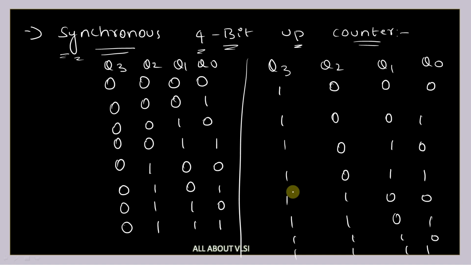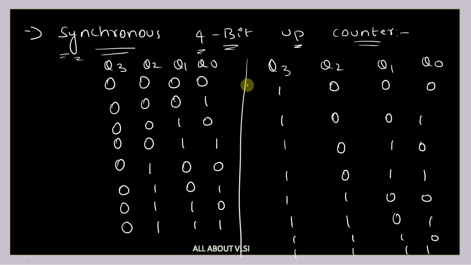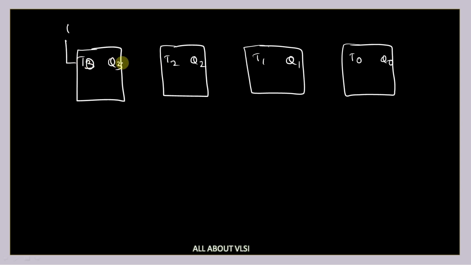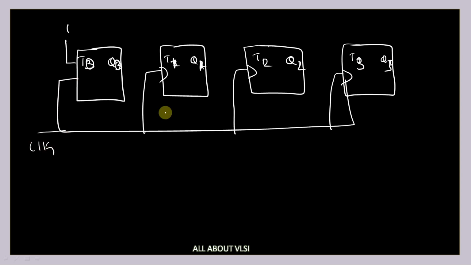Now, this is my 4-bit up counter and how to draw the design. So first of all, let us draw the 4 T flip-flops. This is one T flip-flop, second, third and fourth. This is my T3, T2, T1 and T0. Q0, Q1, Q2 and Q3. So we can see from here, let's say this is T0, Q0, T1, Q1, T2, Q2 and T3 and Q3. Okay. And these are all connected with the same clock.